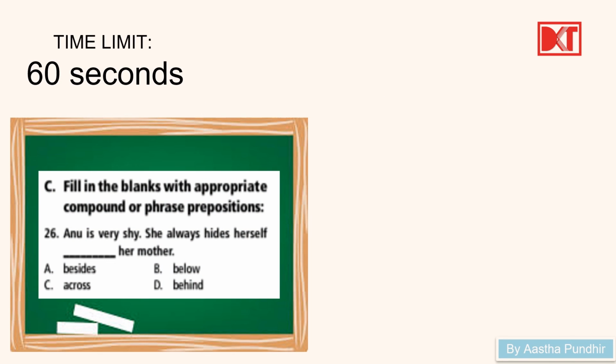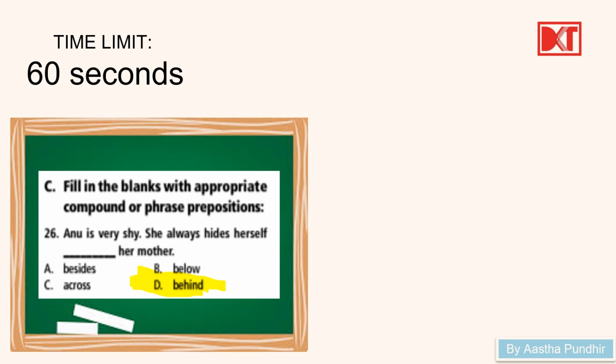Alright, next, fill in the blanks with appropriate compound or phrase prepositions. Here, Anu is very shy. She always hides herself dash her mother. Besides her mother, below her mother, across her mother, or behind her mother. Here the correct answer is D, behind her mother.